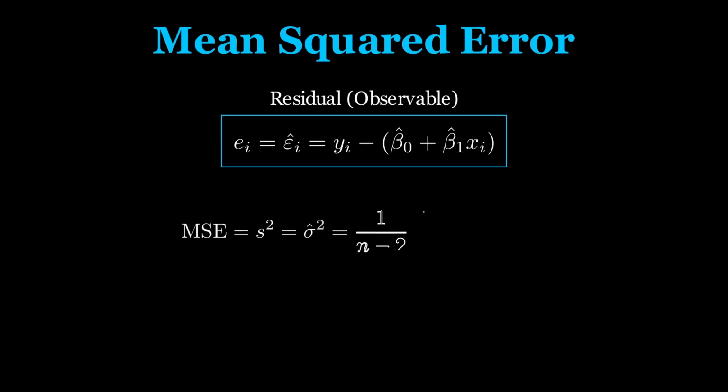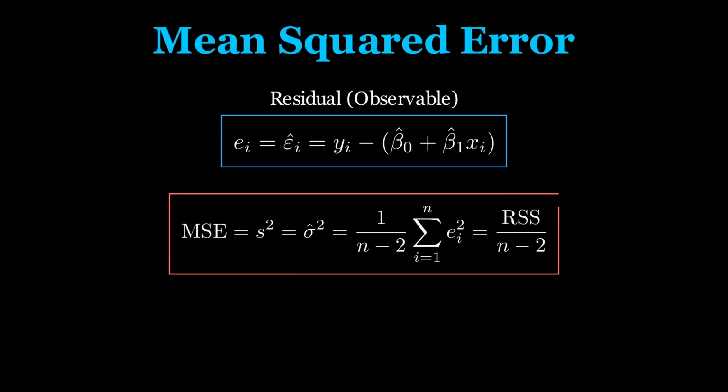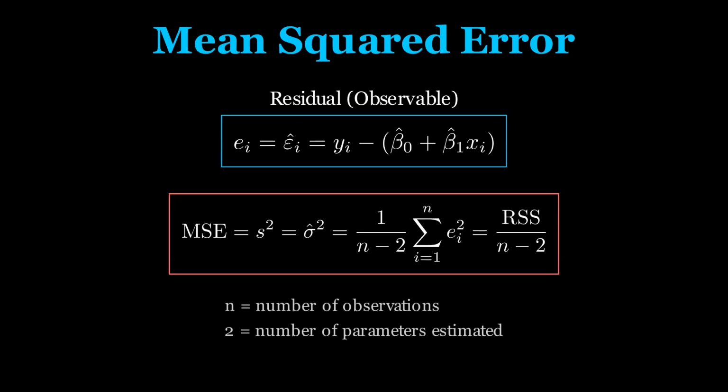So to obtain an unbiased estimator of sigma squared, we define the mean squared error, MSE, also written as s squared or sigma hat squared, as 1 over n minus 2 times the sum of the squared residuals, which is the same as RSS divided by n minus 2. Here, n is the number of observations, and 2 is the number of parameters we estimated, namely beta 0 and beta 1. Without this degrees of freedom adjustment, the estimate would tend to be too low, meaning it would be biased. With this adjustment, the MSE is an unbiased estimator of sigma squared.